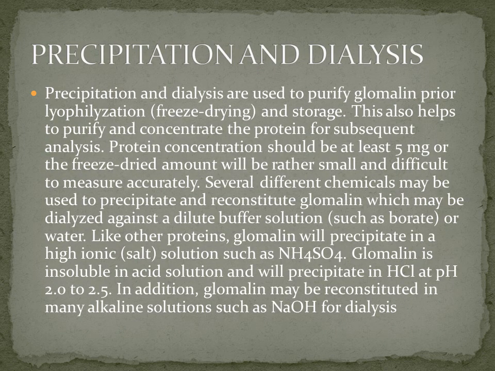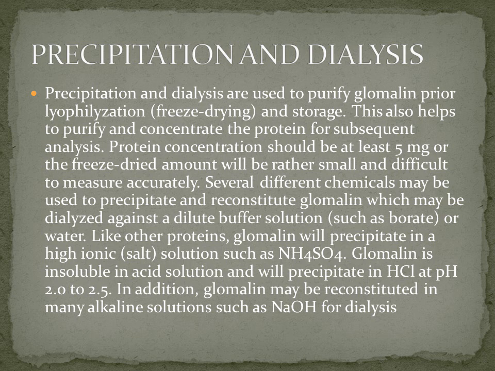Precipitation and dialysis. Precipitation and dialysis are used to purify glomalin, followed by lyophilization, freeze drying and storage. This also helps to purify and concentrate the protein for subsequent analysis. Protein concentration should be at least 5 mg, or the freeze dried amount will be rather small and difficult to measure accurately. Different chemicals are used to precipitate and reconstitute glomalin, which may be dialysed against a dilute buffer solution or water.